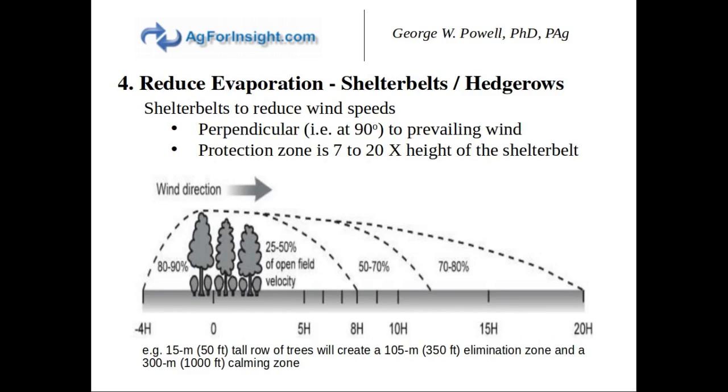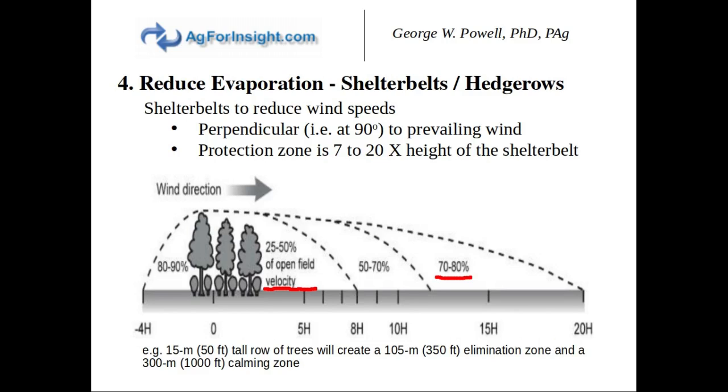So for example, a 15 meter or 50 foot tall row of trees would create a 105 meter or 350 foot elimination zone. The elimination zone is where we're seeing less than half of the open field wind velocity, and a calming zone up to 1,000 feet or 300 meters. So the wind is decreased to 70 to 80% of what it would be out in the open.